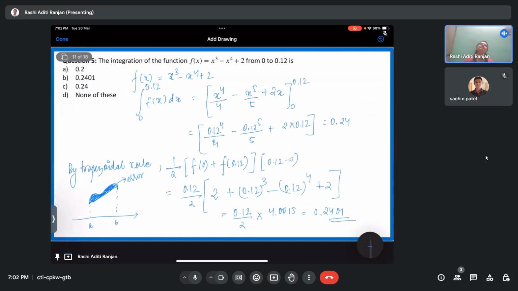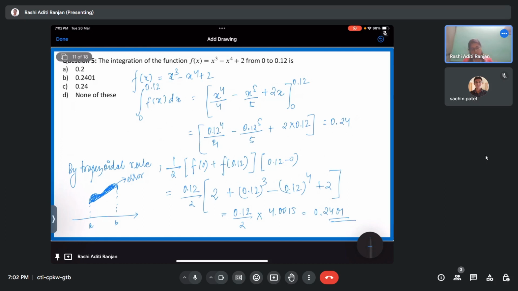So the reason was that in the trapezoidal rule, my step size h was 0.12. Well, in the case of Simpson's 1/3 rule, my step size changed to 0.06. It reduced by half. And that was the reason that the error which was present in the trapezoidal rule was not there in Simpson's 1/3 rule.